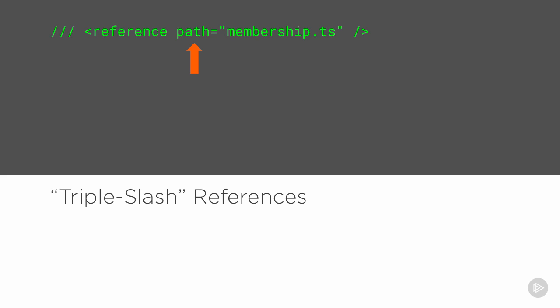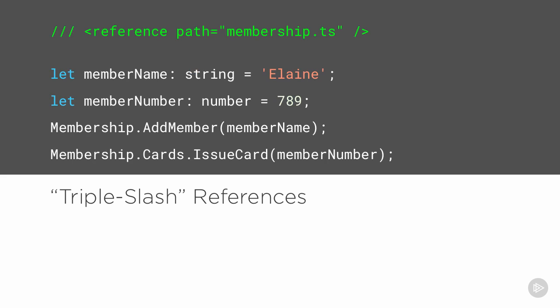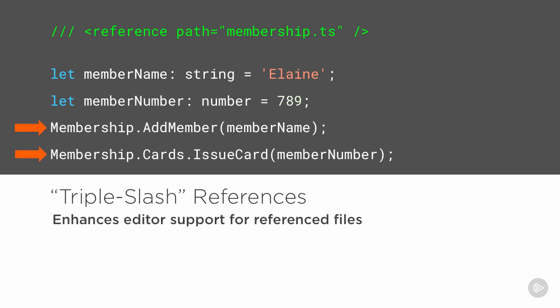Here I'm referencing a file named membership.ts, which holds the namespace I created on the previous slide. Once you've referenced all of the necessary files, you can write whatever code is needed that uses the items defined in those files. In this example, I'm calling the functions I defined inside the membership namespace.